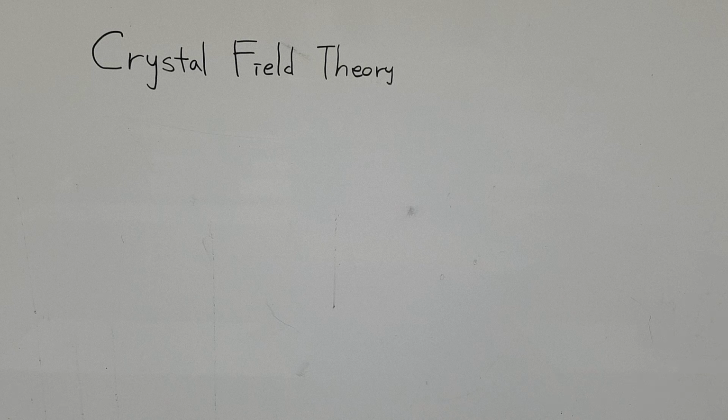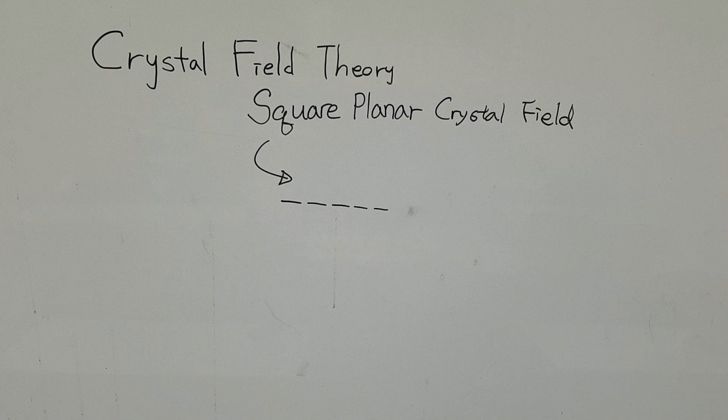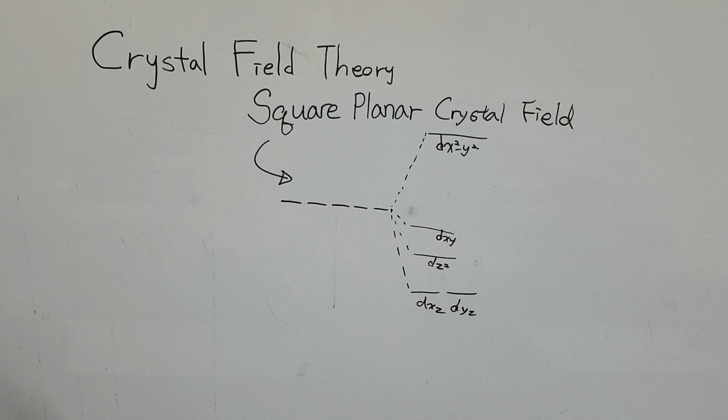In the case of square planar crystal field, you can see ligands are coming from 4 directions, each on the x and y axes. So the d orbital energies are split into 4 different levels. dx²-y² has the highest energy, dxy will be the second highest energy, dz² will have the second lowest energy, and dxz, dyz has the lowest energy.